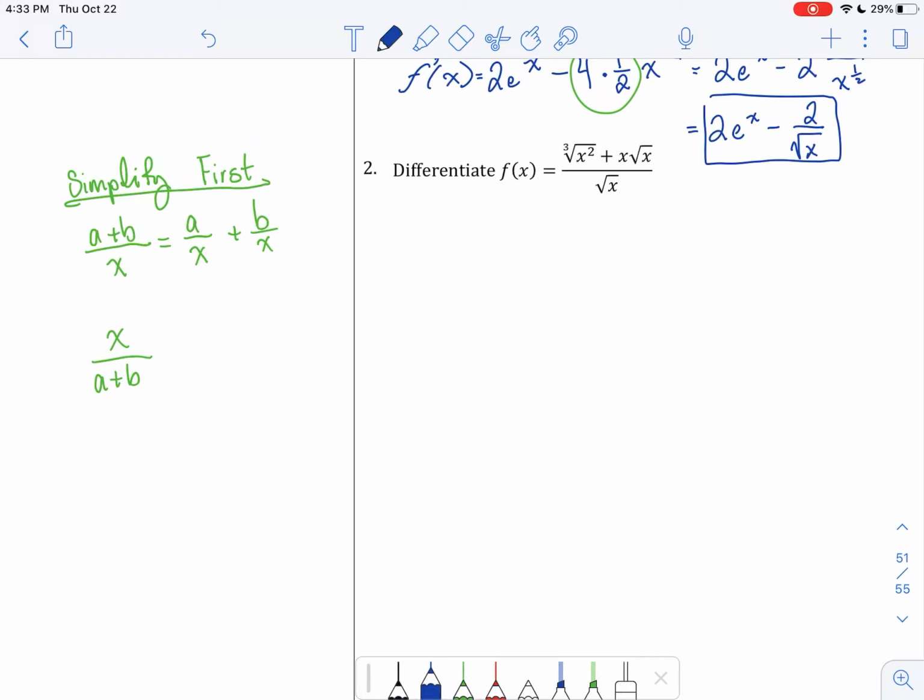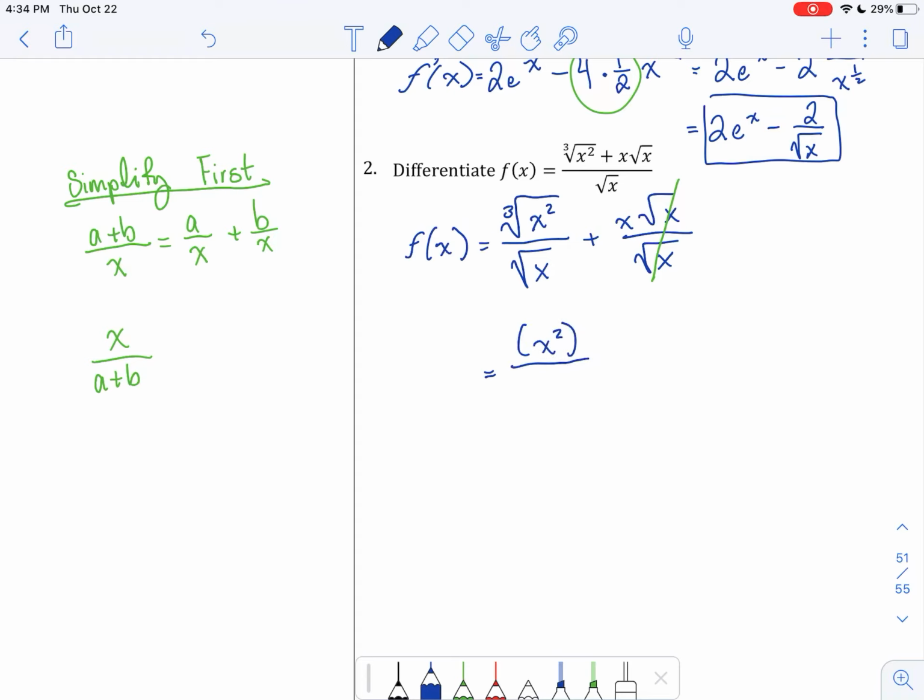So in this case, we're going to simplify first, and we're going to say f of x, we're not taking the derivative yet, is equal to the cube root of x squared over root x plus x root x over root x. So what I've done is I've taken the two terms of the numerator, separated them out. Hopefully right away you can see that we can do this, and we've got a nice simple x as our second term. In this case it's a little bit more complicated, but I'm going to turn them into powers.